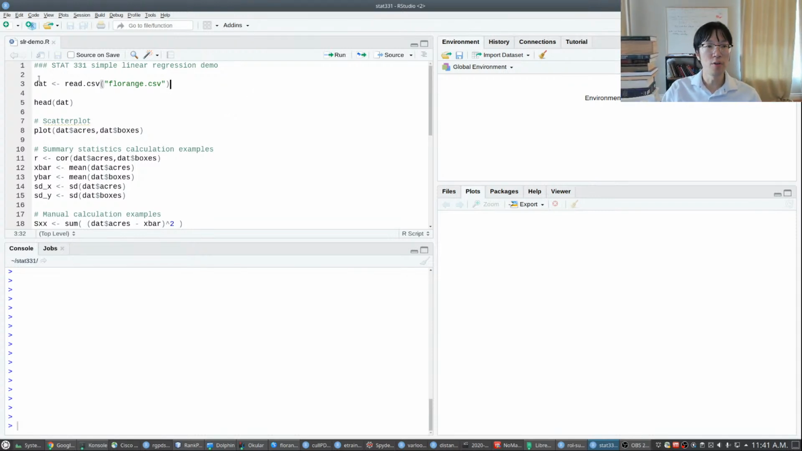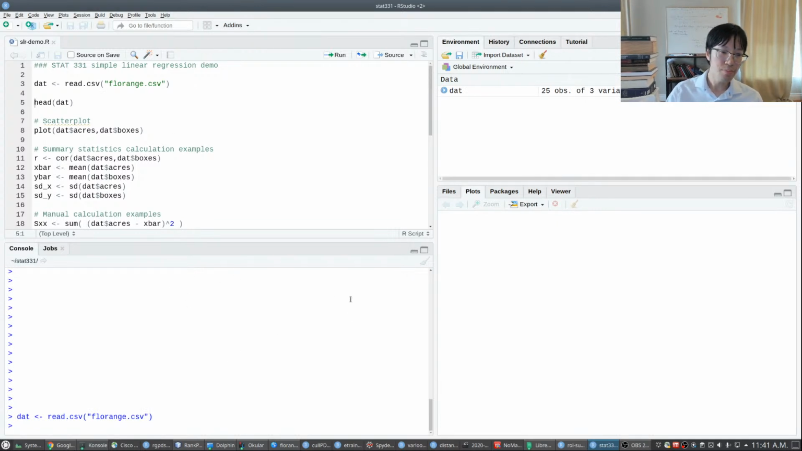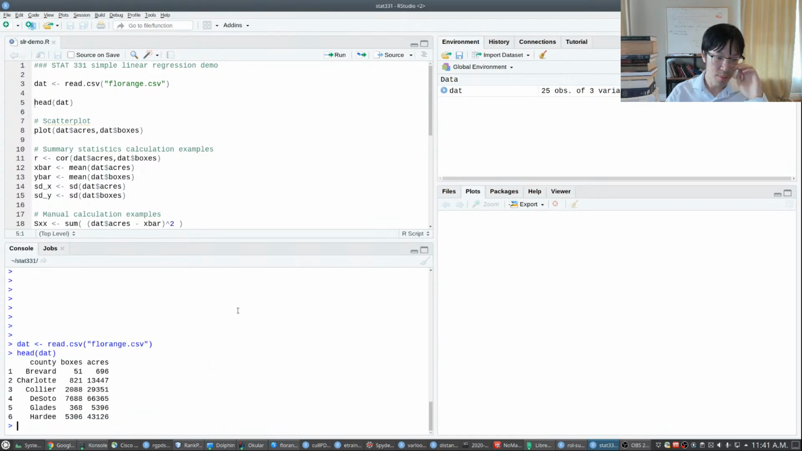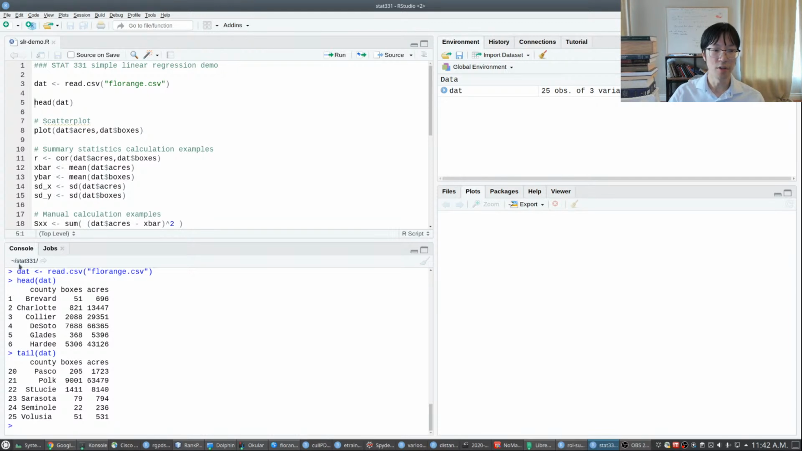Okay, so we're going to start by reading the data into R. We'll use read.csv. I'm just going to look at the first few rows using the head command. You notice there are three variables in this data set. The first is simply the name of the county, then the number of boxes produced, in thousands of boxes, and then the number of acres used to grow oranges. You can also look at the end of the data set, and you see indeed there are 25 counties.